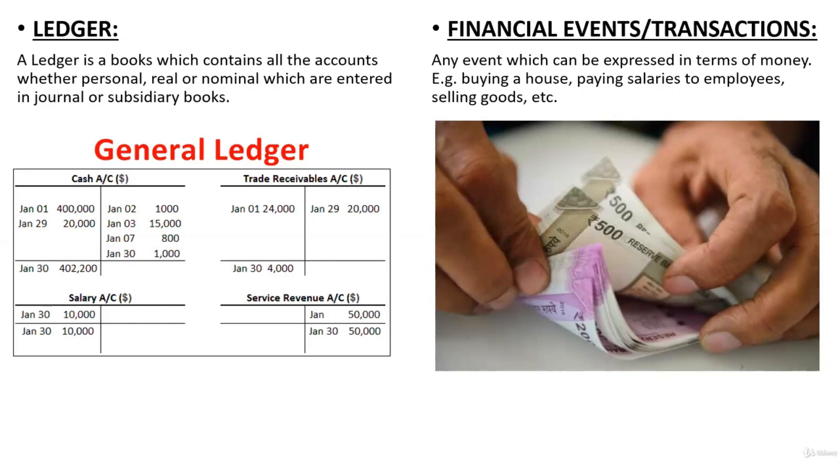Let me take a second example: a laborer of our factory got hurt and has a severe pain in his leg. So can this transaction be expressed in terms of money? No, this is a business activity that happened in our factory, but it cannot be converted into terms of money. So this will not be called a financial event or financial transaction.